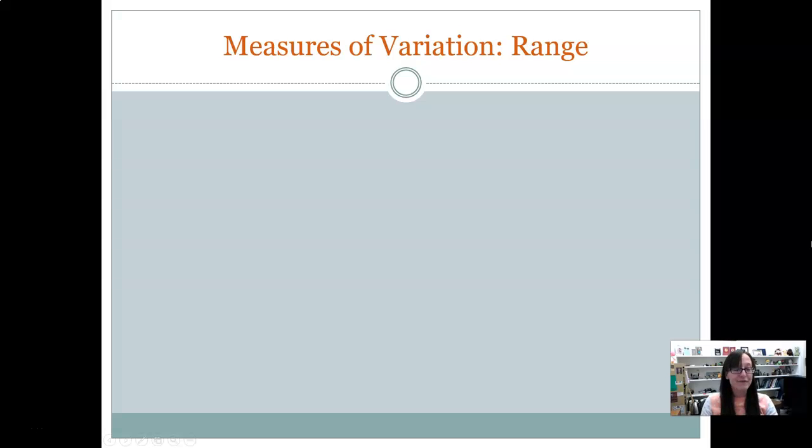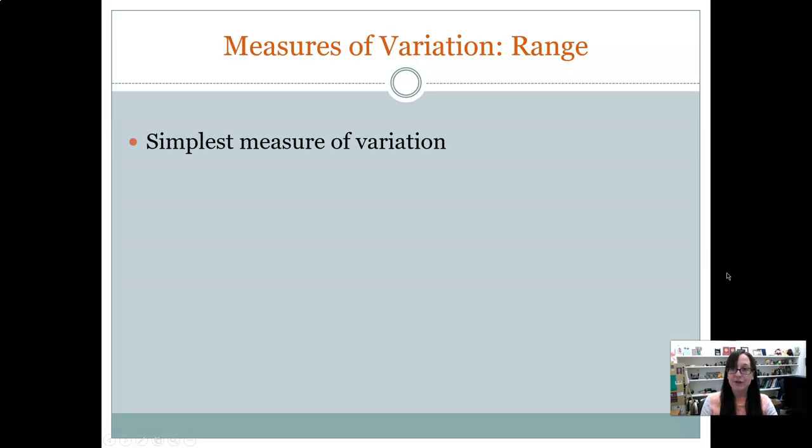Let's talk measures of variation now. So measures of central tendency are sort of where the middle is, and if you haven't watched that video of mine, go watch that one first. But then measures of variation are about how widely or densely spread the values are for the variable that you're looking at. And so we're talking about one variable at a time here.